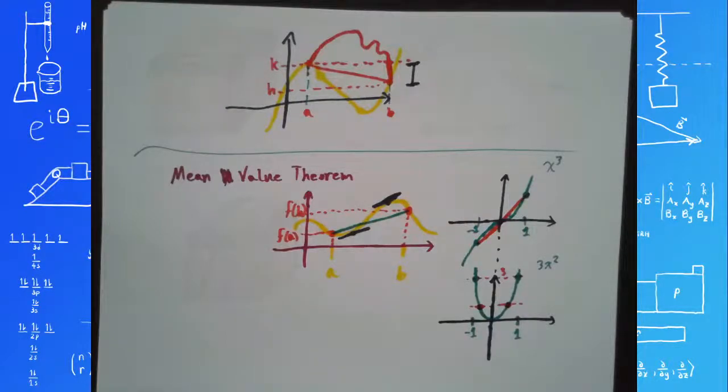But where does the intermediate value theorem fit into this? How would I apply intermediate value theorem to this? I mean, I know there's a connection.